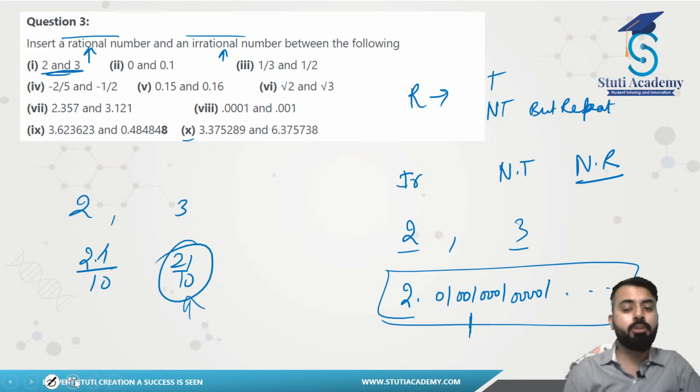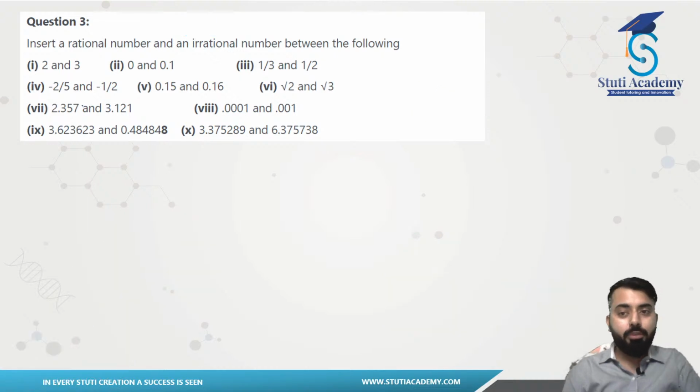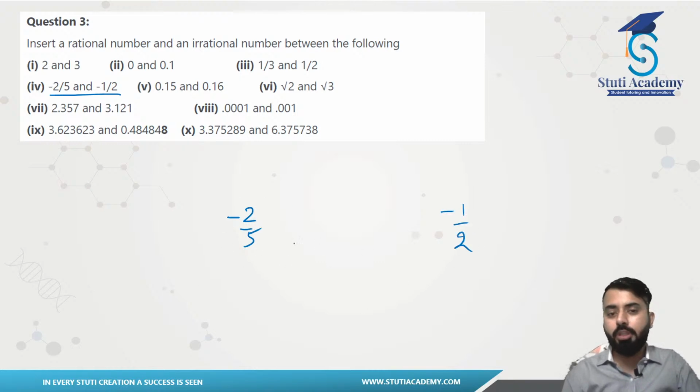I hope you are able to do that one. So I'm going to attempt this fourth one for you. I have this one, minus 2 by 5 and minus 1 by 2. So you have a choice here. Because they have their denominators in the form of 5 and 2, they are terminating.